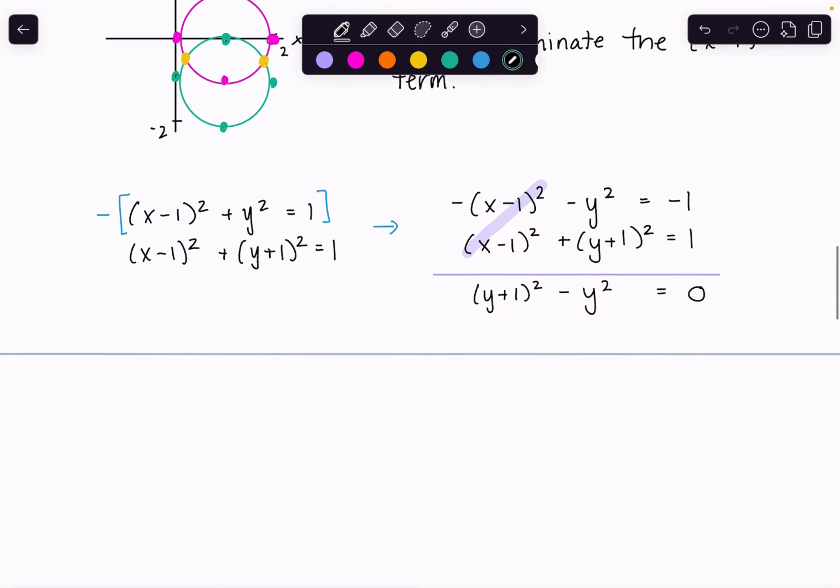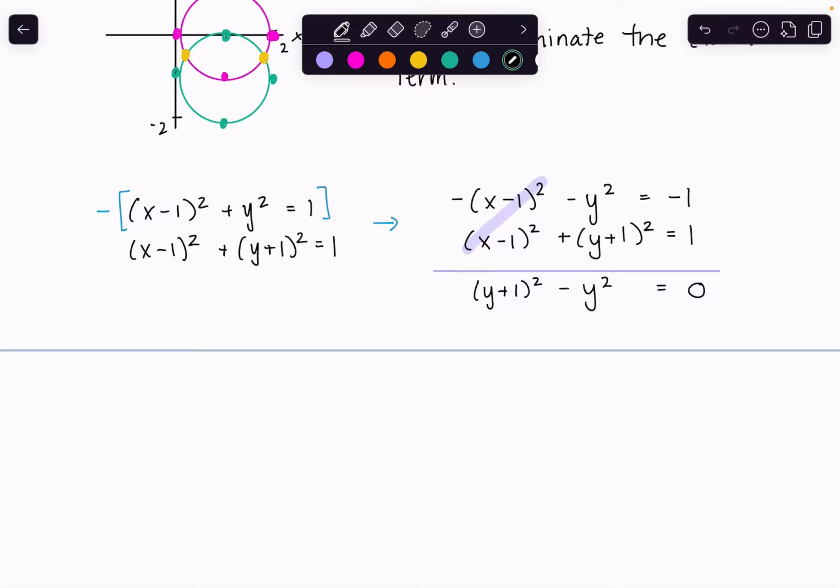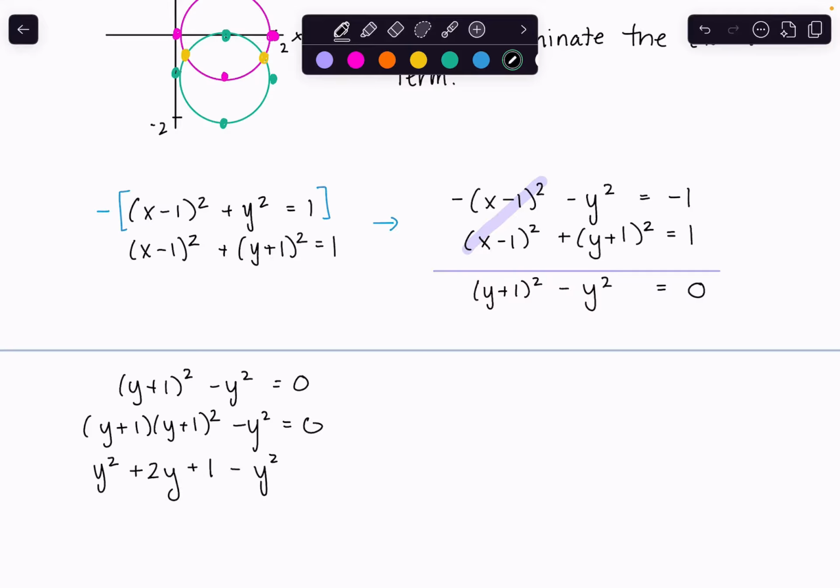So I need to solve this resulting quadratic. So copy this down here. To solve this, I've got to be able to group like terms, so I got to get rid of my parentheses. So I indeed have to FOIL this thing. My first term is y squared. My outer and inner are the same thing. They're both plus y. So that's plus 2y. And my last term is 1. And then thankfully we have y squared minus y squared. So those are gone. And that leaves us with 2y plus 1 equals 0.